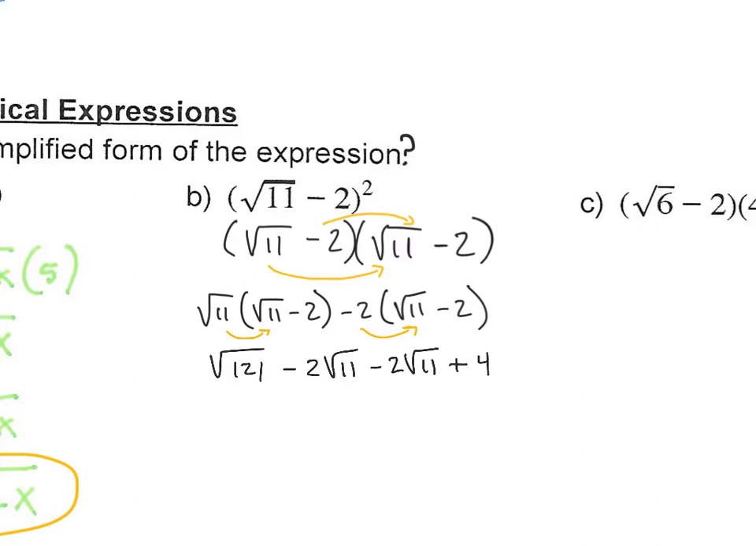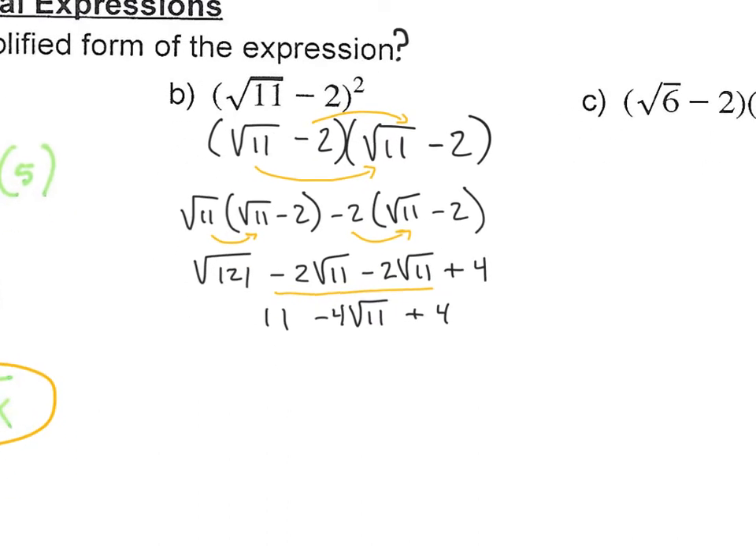Now when I combine like terms, I know that I have like radicals there. That becomes negative 4 square root of 11. Then I have plus 4 that I can bring down. The square root of 121 is simply 11. I can still continue to combine like terms because I have 11 and 4, which combine to give me 15 minus 4 square root of 11. There we go, and that is simplified.